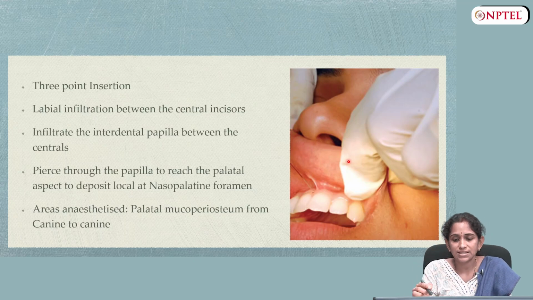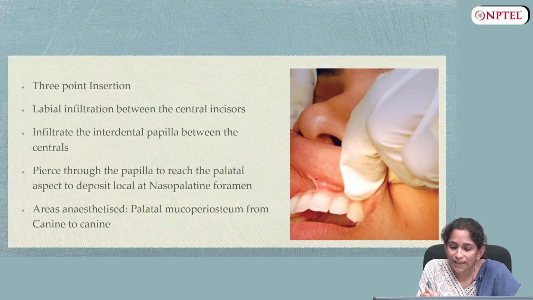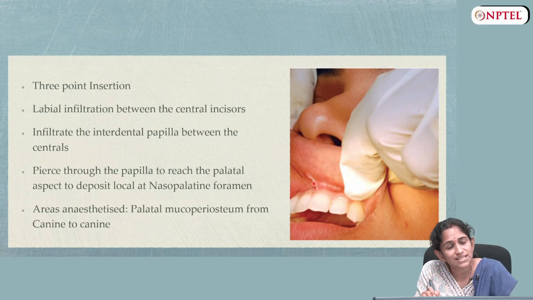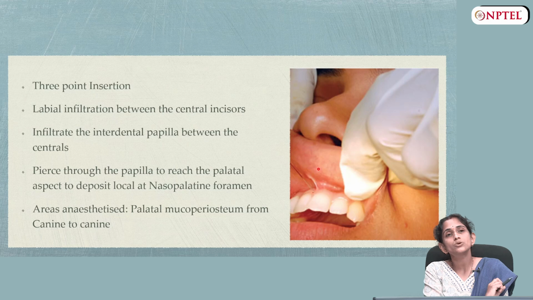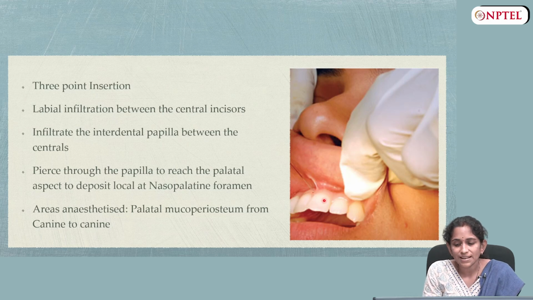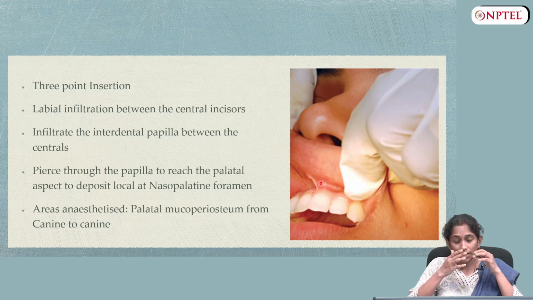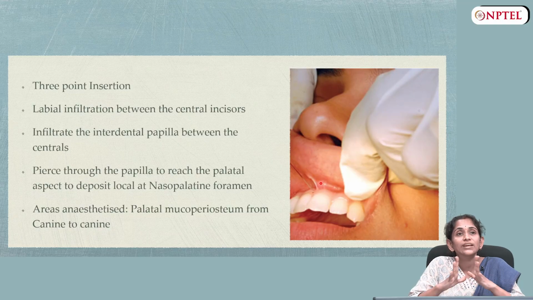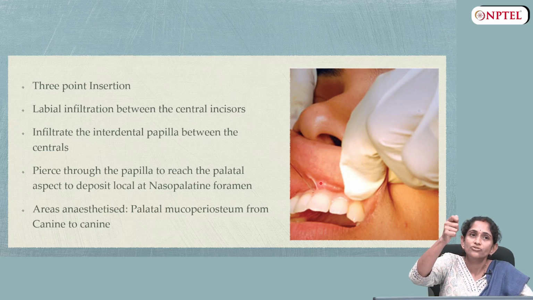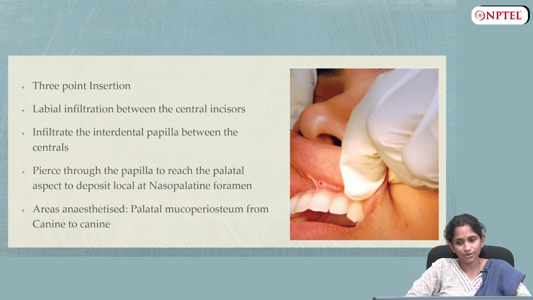Now, what do we do in this? First, we give local infiltration in the region of the central incisors. How is the local infiltration given? We take the needle parallel to the long axis of the tooth that we have to anesthetize, reach approximately the root level, aspirate and inject. The local infiltration technique does not differ for any tooth in any area. All we do is just go parallel to the long axis of the tooth, aspirate and inject.